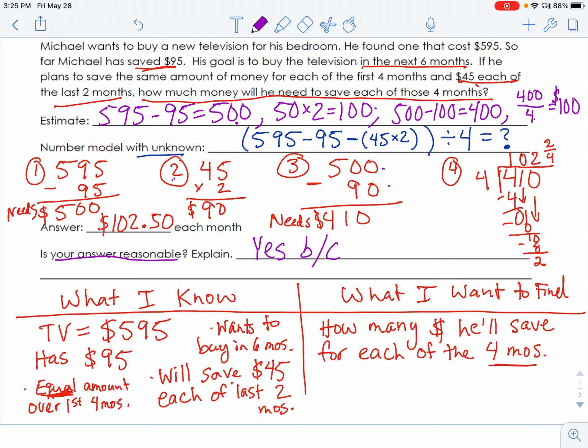Because, I'm going to use B/C, my answer is close to my estimate. Awesome job sticking with all those steps.